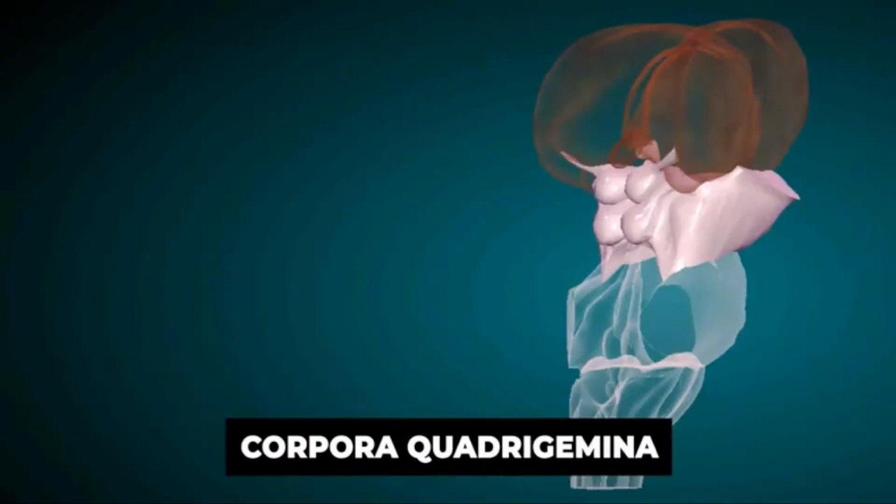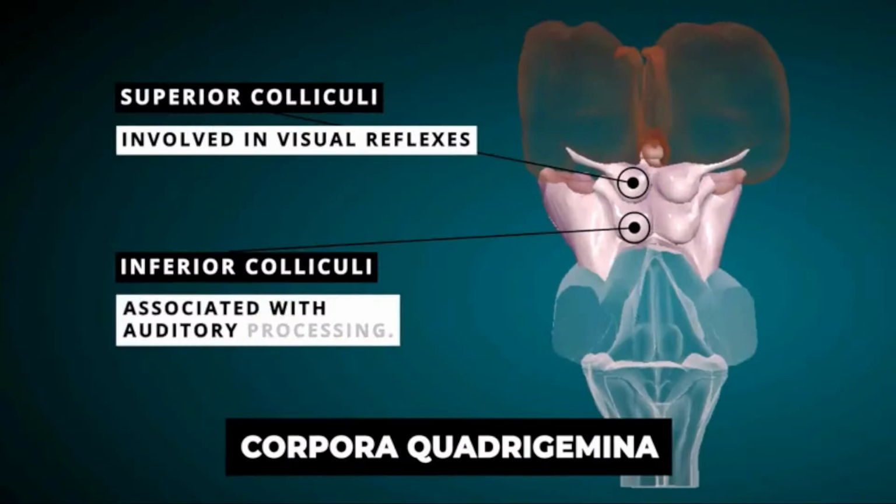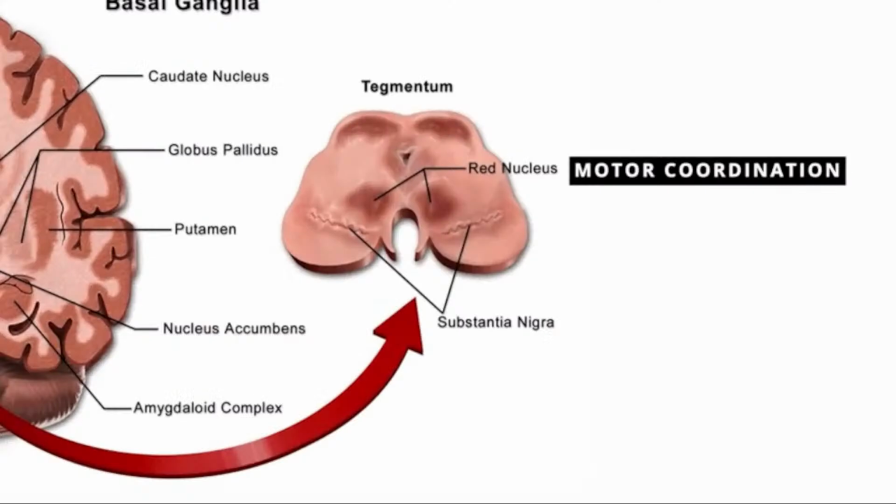superior and inferior colliculi. The superior colliculi are involved in visual reflexes, while the inferior colliculi are associated with auditory processing. The midbrain houses the red nucleus, involved in motor coordination, and the substantia nigra, which plays a role in reward and movement. The midbrain contains nuclei for cranial nerves 3 and 4.